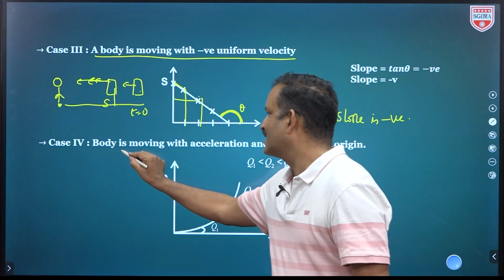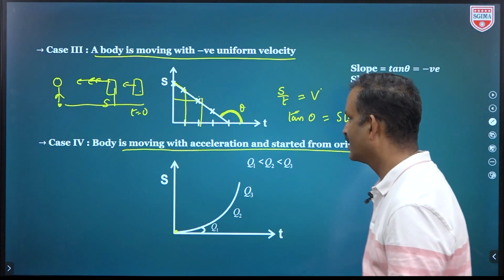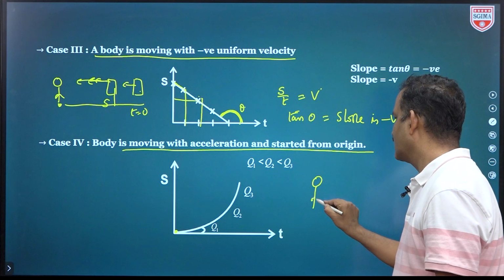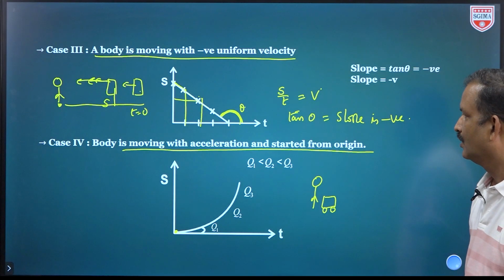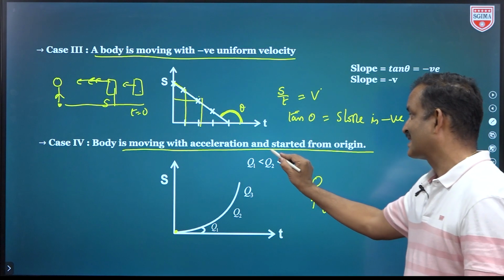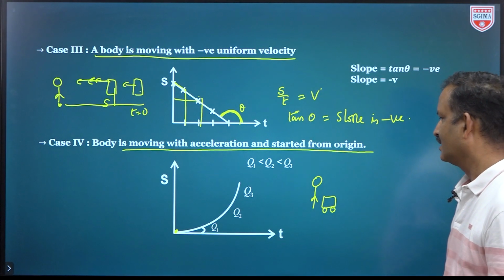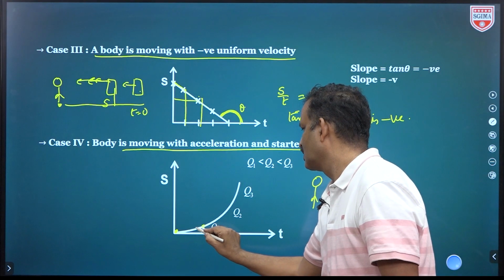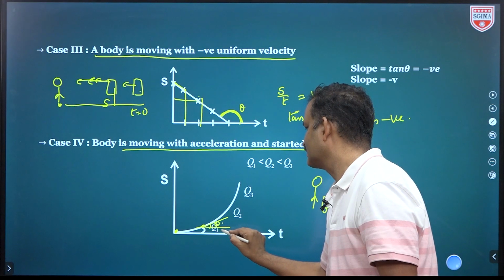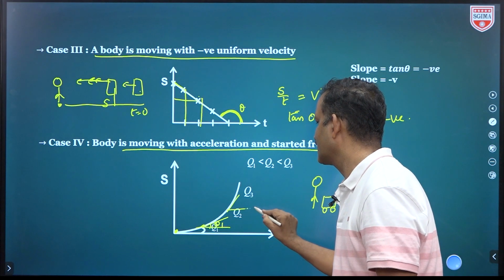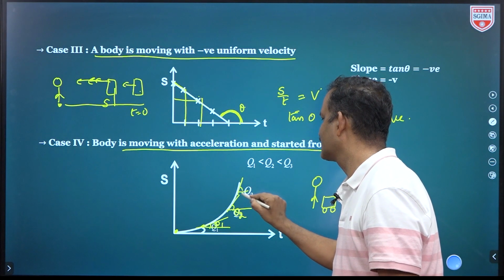Suppose the body is moving with acceleration and started from the origin. Started from the origin means the point of observation is here, and the body started here. The body is moving with acceleration, started from the origin. Then at this point, if you draw the slope on the graph, let us take this angle as theta 1. Here this angle is theta 2. Here this angle is theta 3.